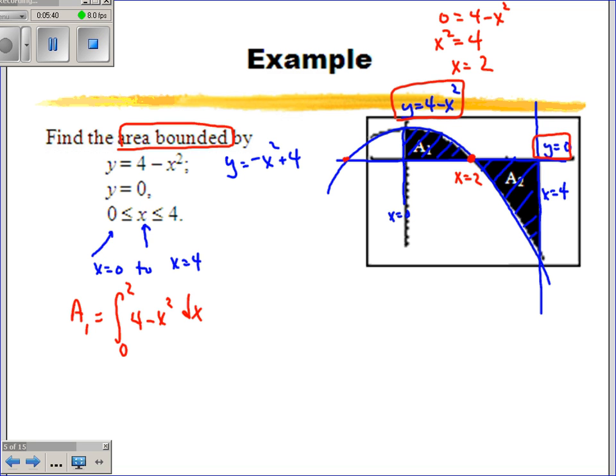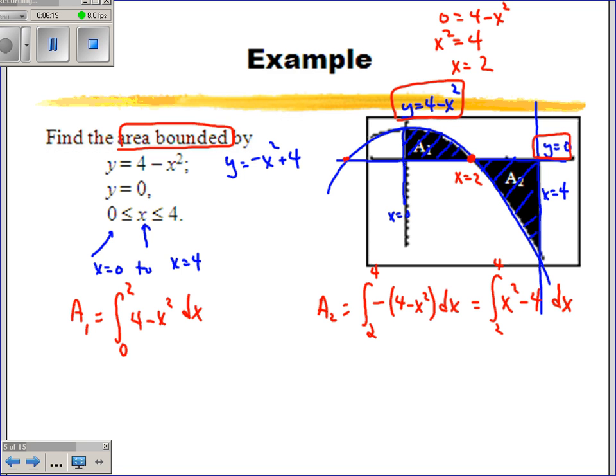Now the second part, to calculate A2, it's below the x-axis. So if I want to calculate that, I'm going to have to multiply the function by negative 1. So I'll have negative times 4 minus x squared. And here, the limits of integration, the part that's below the x-axis, is from 2 to 4. Now this would just be the integral from 2 to 4. If I multiply through by negative 1, I'll have negative 4 plus x squared. I'm just going to turn that around so that I don't have to have the negative first. So it'll just be x squared minus 4.